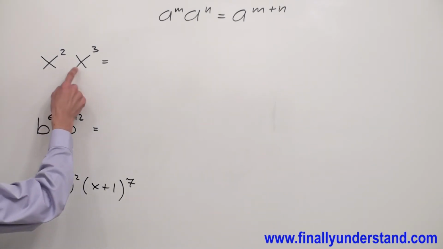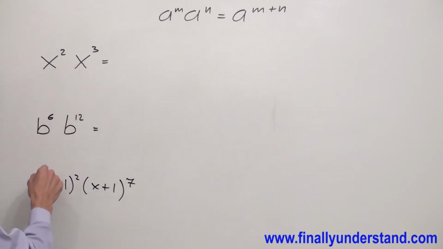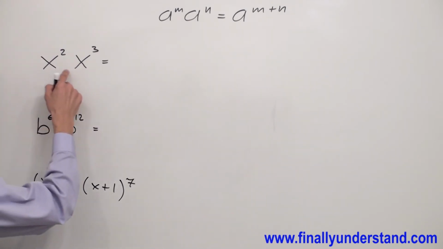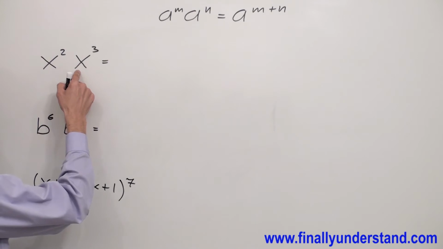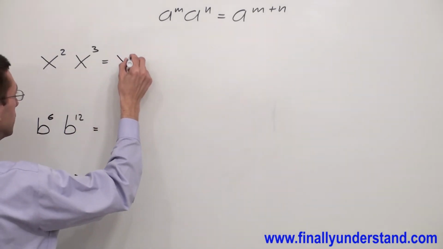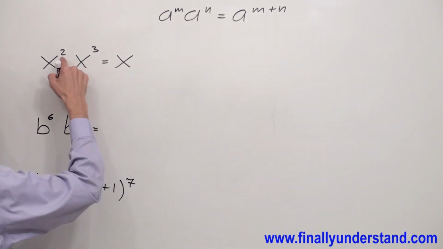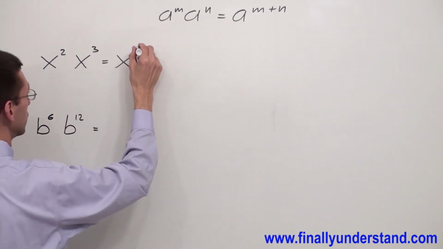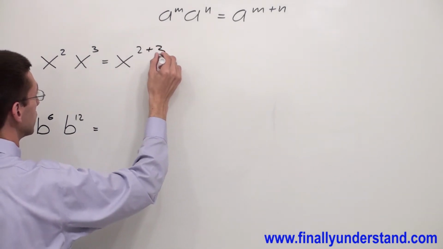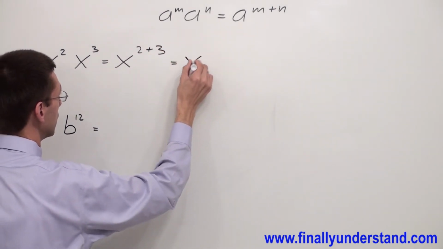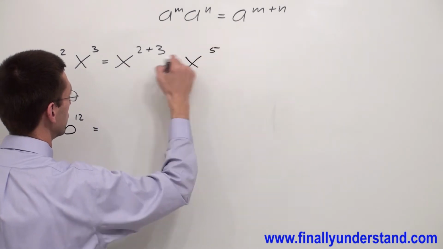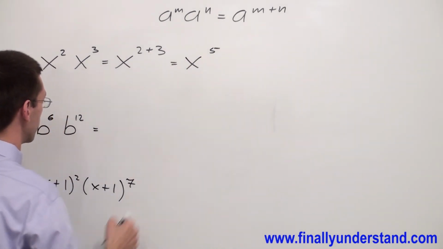Anytime we multiply two variables or two numbers with the same base, we're supposed to keep the base and add exponents. So in this case, my base is x. X will stay the same according to the general formula, okay? And we're supposed to add exponents. That's why I'm going to have 2 plus 3. My answer is equal to x to the 5th power, because 2 plus 3 is 5.